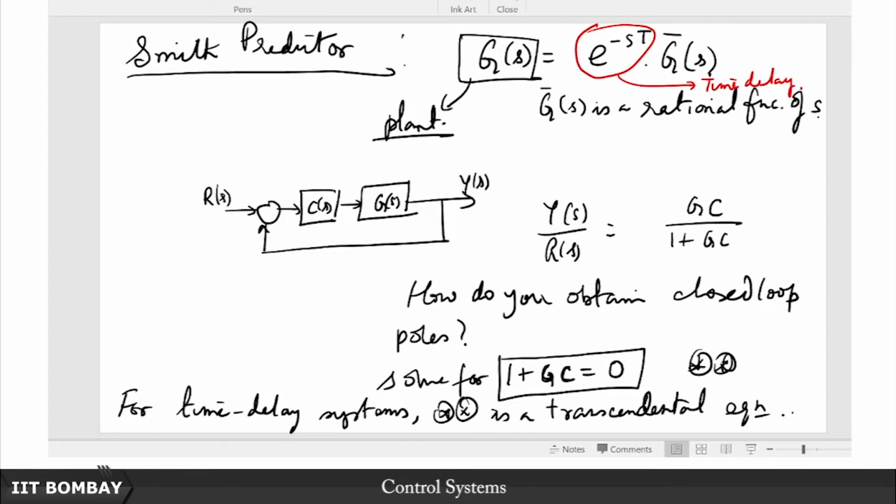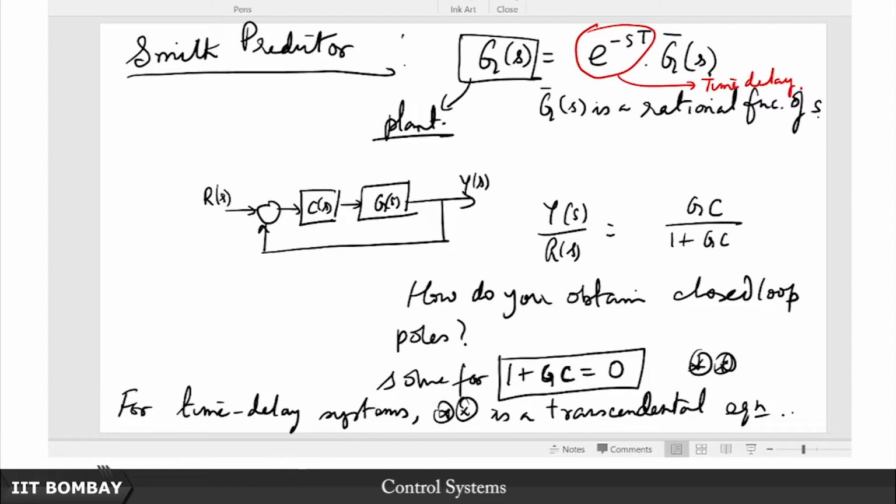If there are infinite roots, with a polynomial we know that over the complex field, over the set of complex numbers, a polynomial with real coefficients has as many roots as the degree of the polynomial. Now that you have this e to the minus st appearing with it, this becomes a very complicated question to answer. In fact, we haven't yet seen even how to talk about the stability of a system.